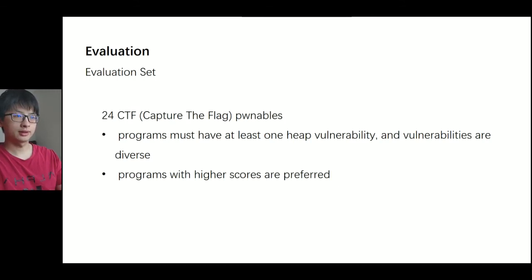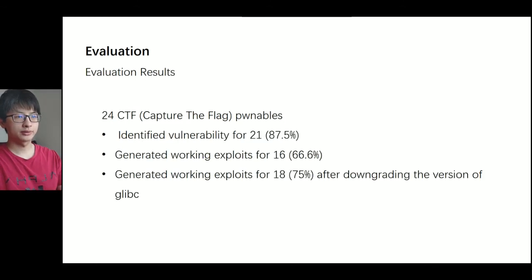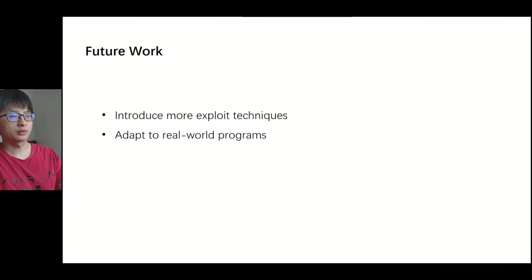We implemented a prototype of HAEP and wrote templates for 4 common heap exploitation techniques. As a result, our system accurately reasons about the type of vulnerability for 21 programs and successfully generates working exploits for 16 of them. It solves 2 extra challenges after downgrading the version of glibc. Our future work is to introduce more exploit techniques into our system and adapt it to real-world programs.